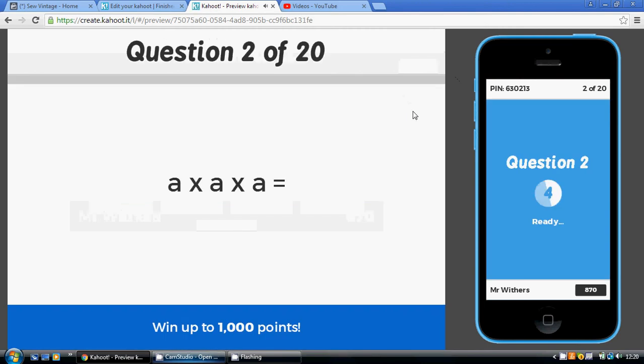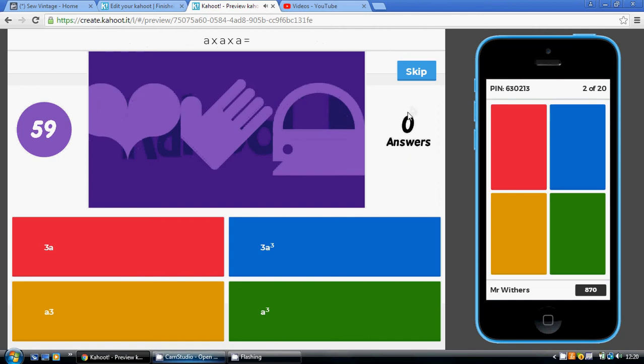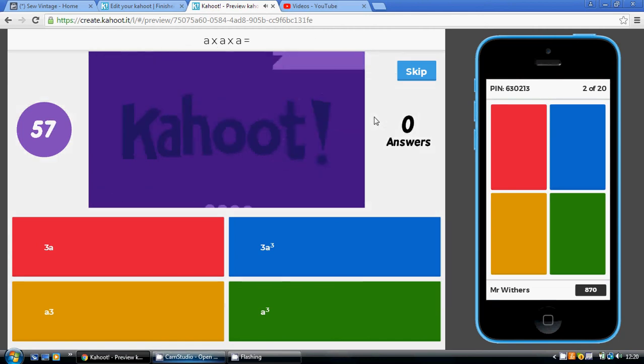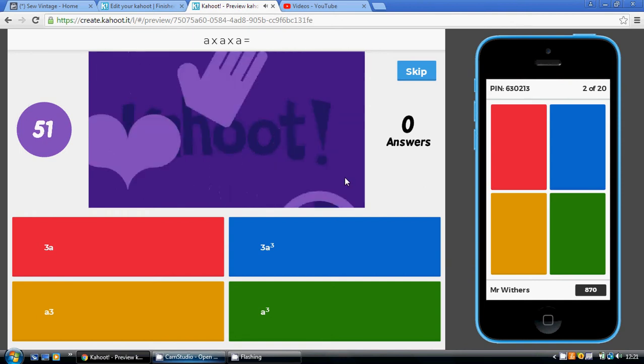Following on from question one. So a times a times a, that is the one that's a cubed. Okay, so a to the power of 3. A times a is a squared. A times a times a is a cubed. So that's green.